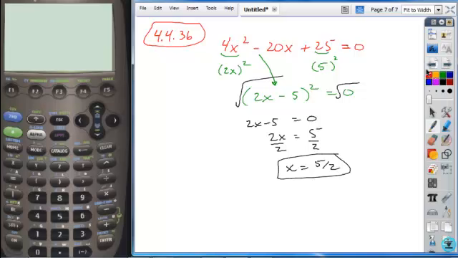Now, you could also, if you come back here, use the solve feature on your calculator, and it'll directly give you the answer 5/2 as well.